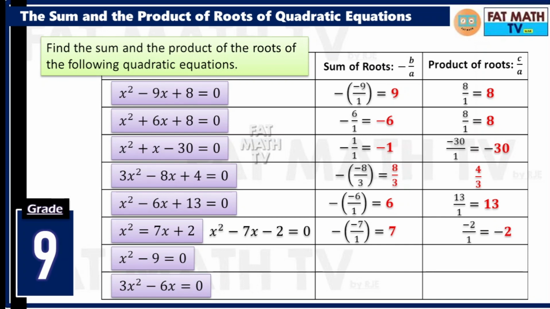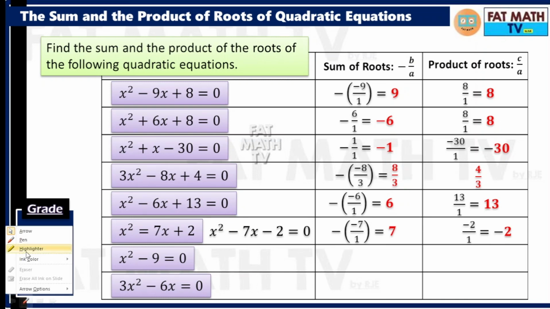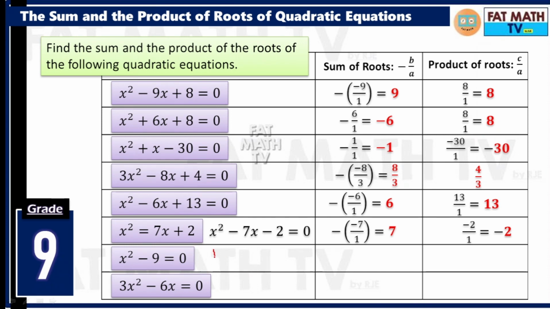And then x squared minus 9, we don't have a term here with x. Therefore, our b here is 0. So negative of 0 over 1 is simply 0. 0 is not a signed number. And then the product is c over a. The c is the constant term, that is negative 9, over the coefficient of x squared 1, is negative 9.